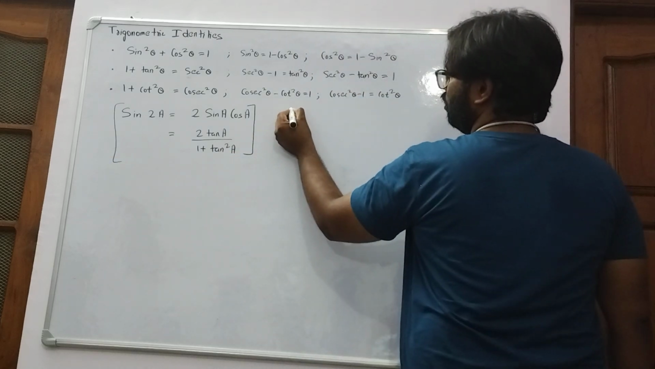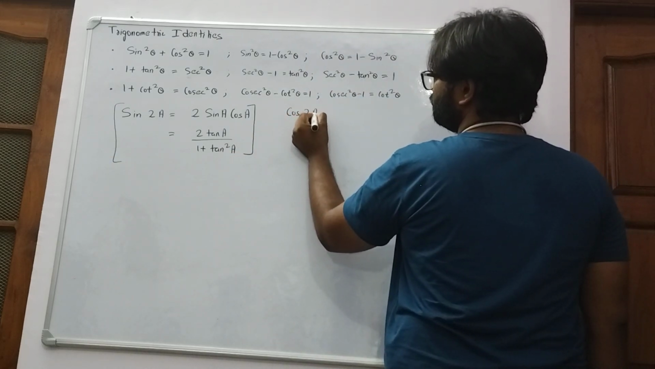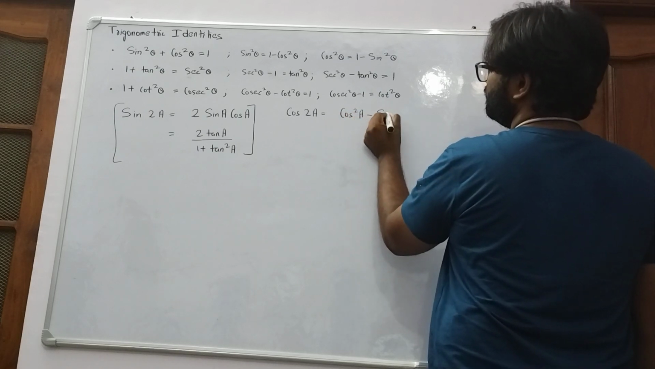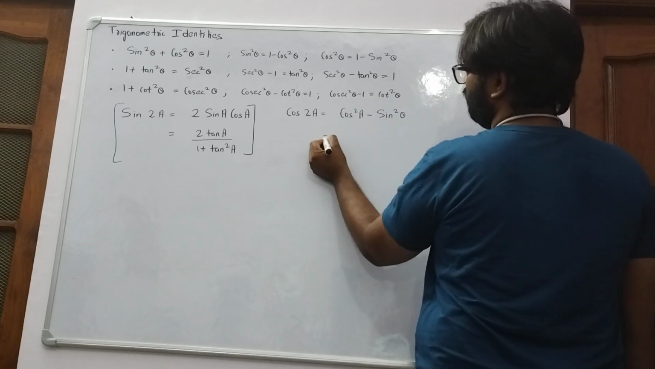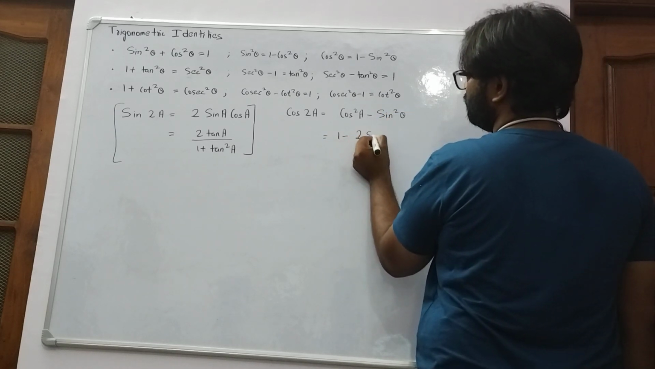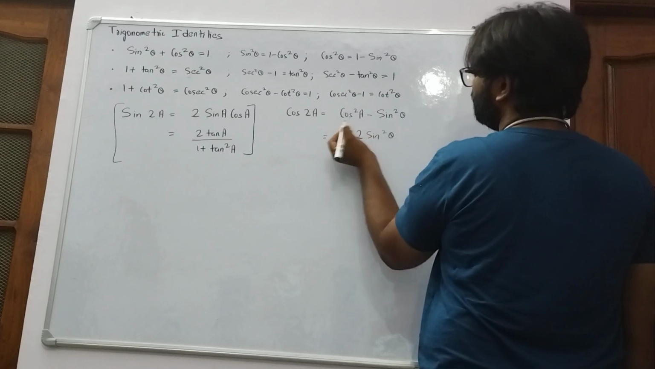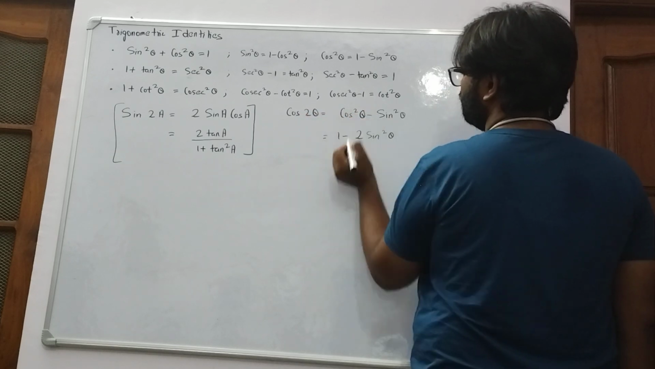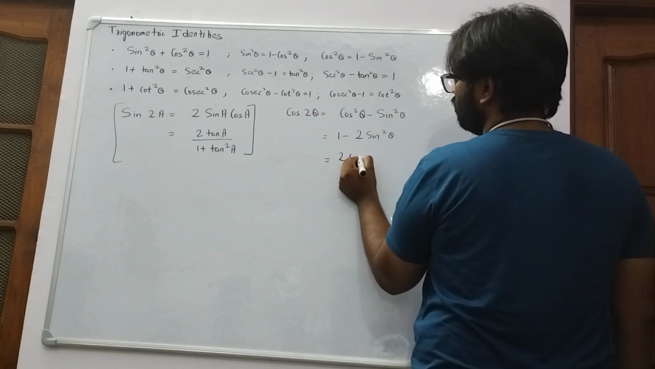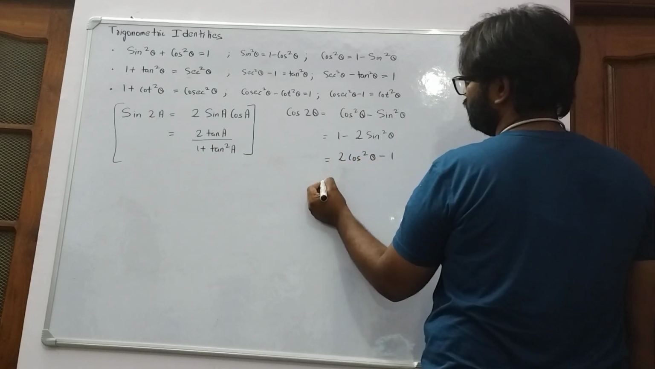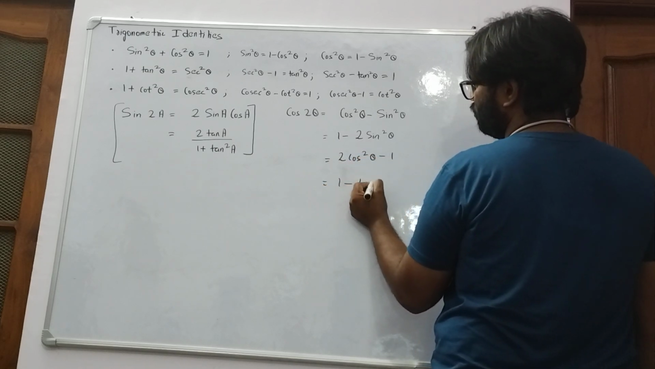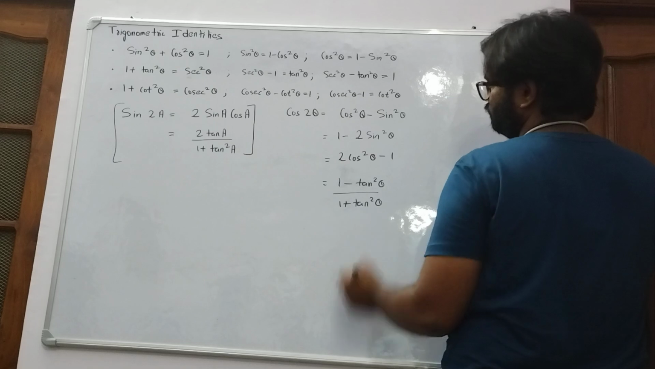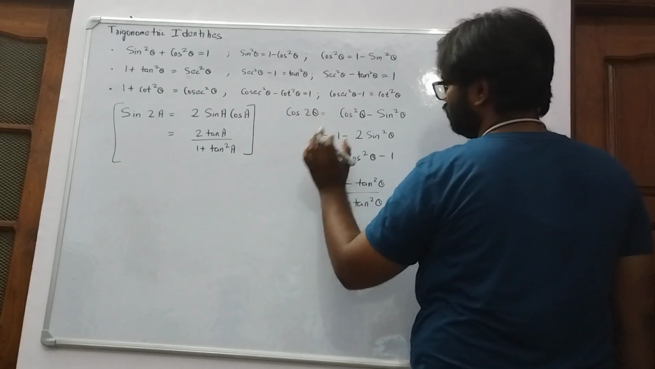Let's go to cos 2A. Cos 2A will give us cos square A minus sine square A, or 1 minus 2 sine square A. Since I'm writing theta, let's take it as theta: or 2 cos square theta minus 1, or 1 minus tan square theta upon 1 plus tan square theta. These are the formulas for cos 2 theta.